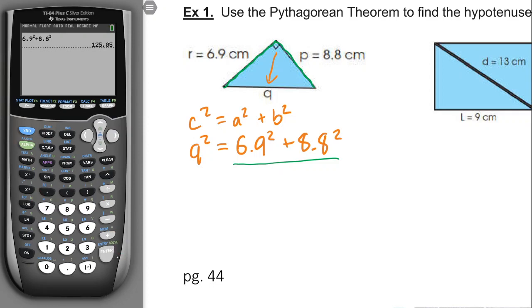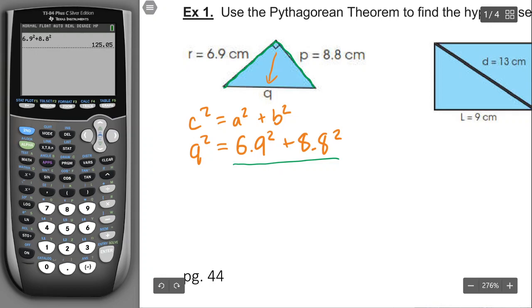But not all calculators will do this correctly. So I'd like you to pause the video right now, try to do 6.9 squared plus 8.8 squared on your calculator, and make sure you actually get 125.05. Okay. Hopefully you paused and actually tried that. If you didn't get it, don't despair, not a big deal. You're just going to have to do an extra step, unfortunately.